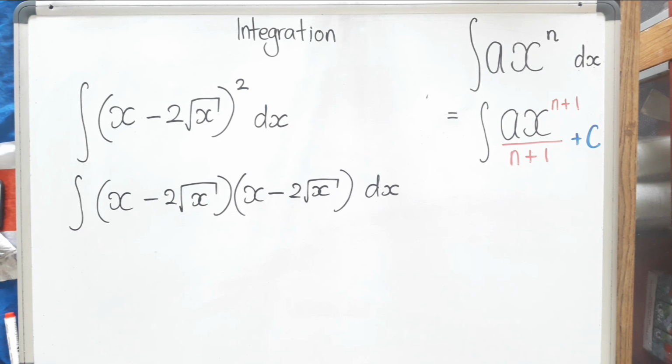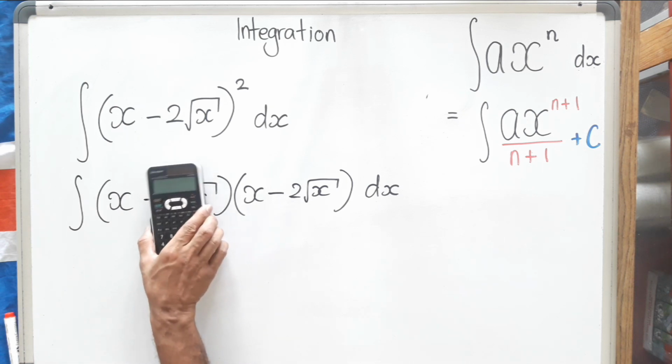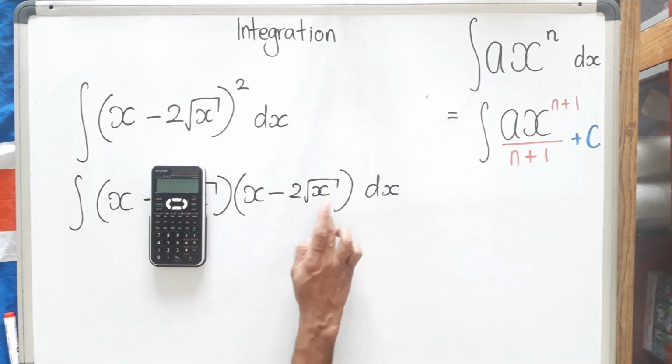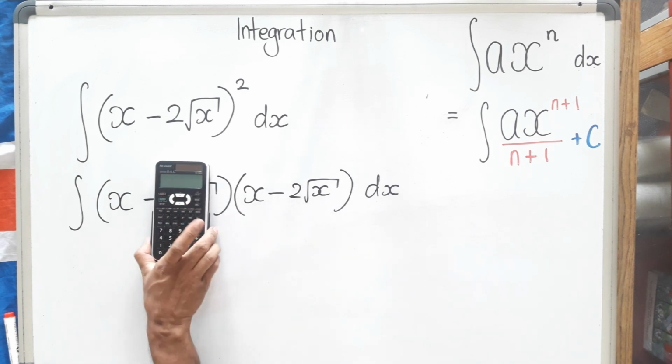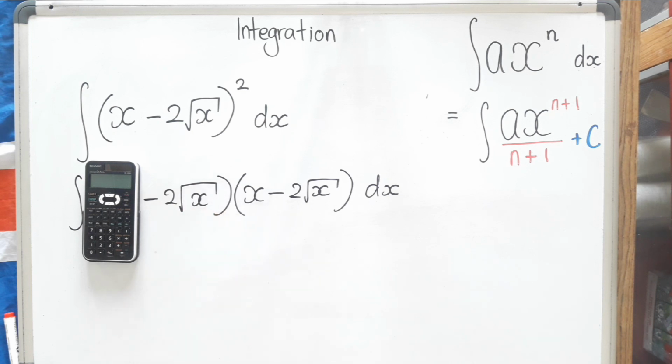Let's multiply all these brackets. Just in case you forgot how to multiply brackets, it's very simple. You block this guy here, multiply both of them by x. Then you block this guy here and multiply both of them by minus 2 square root of x.